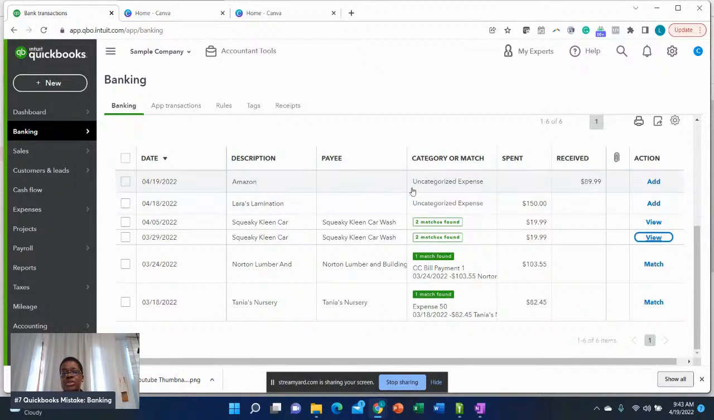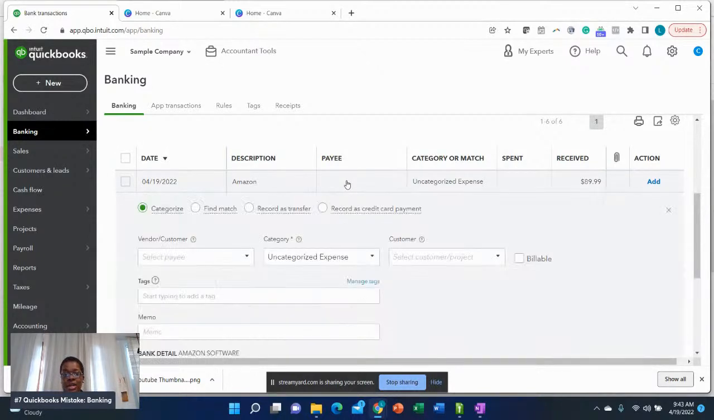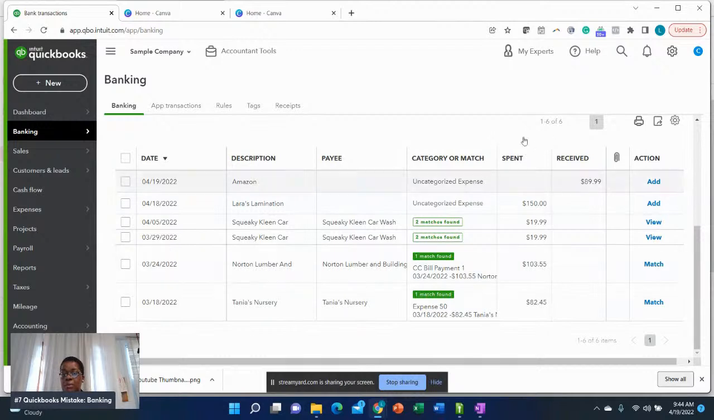Over here, add means you actually need to go into QuickBooks. You click on that transaction and you need to code it. You need to categorize it. You need to tell QuickBooks what this is for. If there is a dollar amount in the receipt column, that means it's a deposit. It can be a deposit from your client, a refund, or you investing in your business. If there are dollar amounts in the spent column, that means money went out. Since this is a credit card, these are expenses. So you want to make sure you understand that.